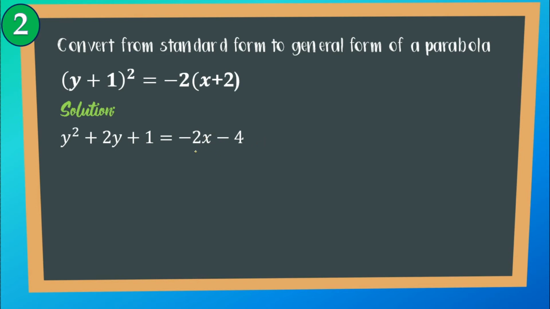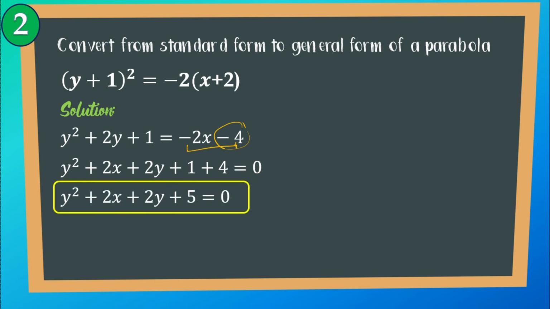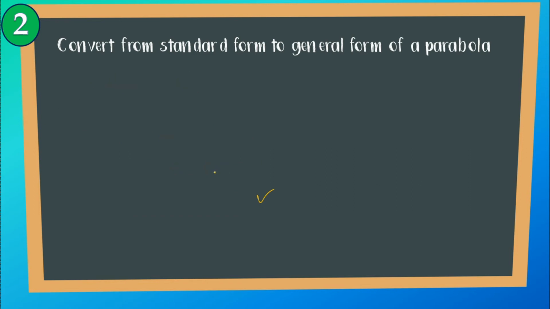So, i-move lang natin to the left side. So, magiging y squared plus 2x plus 2y plus 1. Since minus to, pag transfer natin to the left, magiging plus 4 equals 0. Okay? So, our final answer will be y squared plus 2x plus 2y plus 5 equals 0. So, this is the correct answer. Okay, another one.